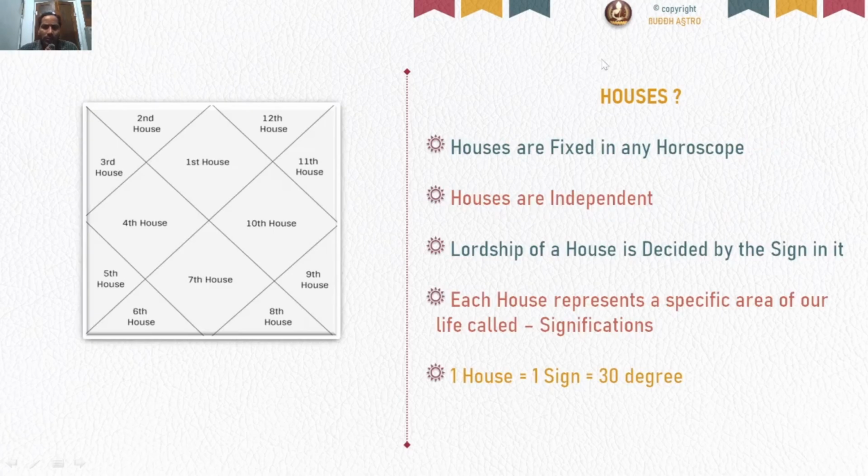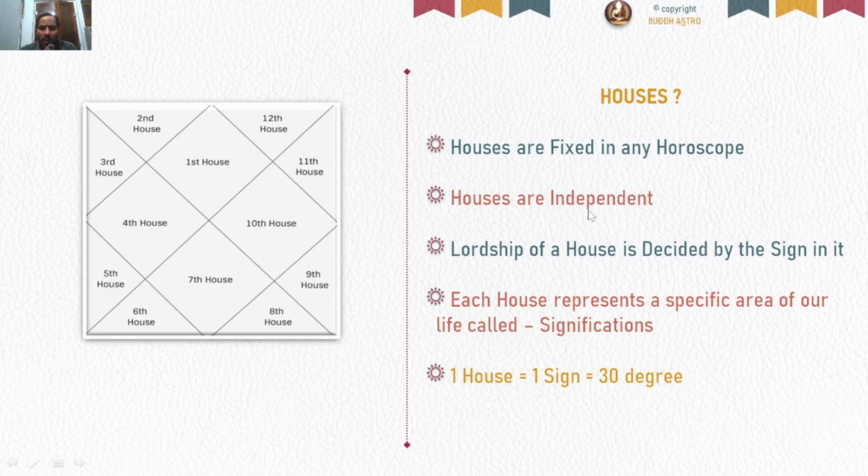Let's talk about houses. These are the points you have to remember when it comes to houses. As you already know, these are the houses in the North Indian chart. First, you have to learn that houses are fixed in any horoscope. This is the fixed first house, this is the fixed second house. Similarly, all houses are fixed. In any North Indian chart, this house will be the 12th house, right? So houses are fixed in any horoscope.